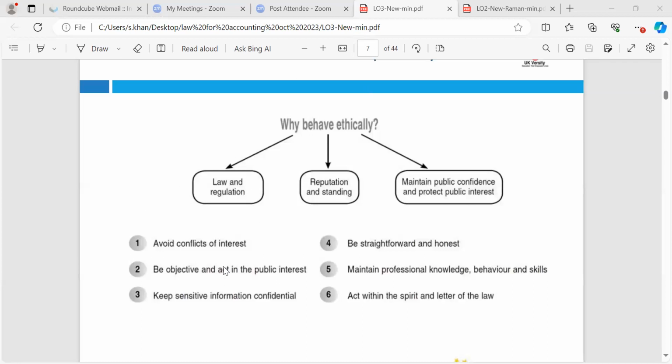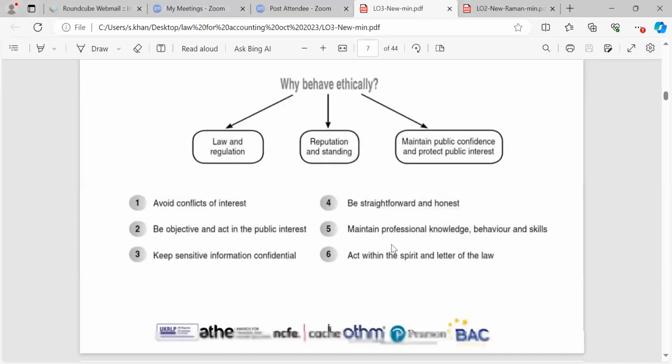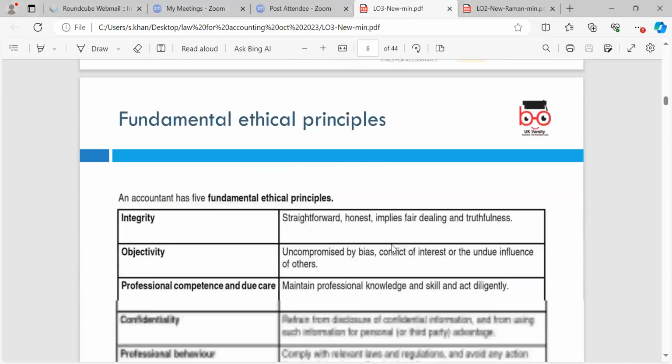So why behave ethically? First one, to avoid conflicts of interest. Secondly, to be objective and act in the public interest. Yep, exactly. And thirdly, keep sensitive information confidential. Be straightforward and honest. Maintain professional knowledge, behavior and skills, and act within the spirit of the letter of the law. So, maintain that you follow the law that's in place.